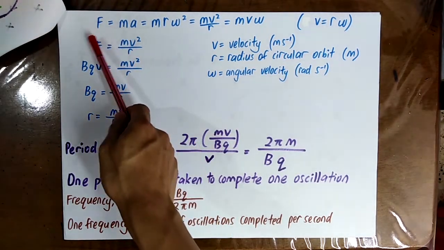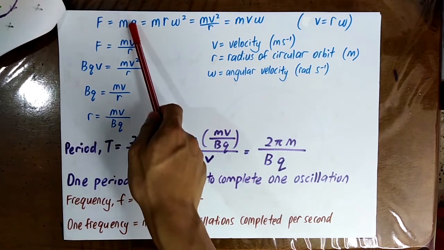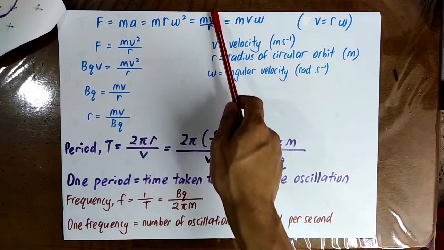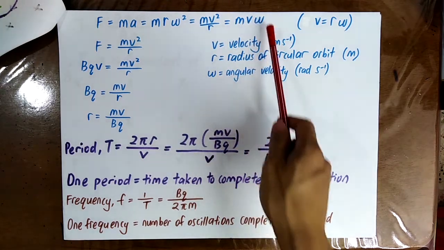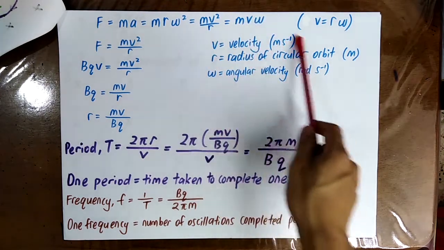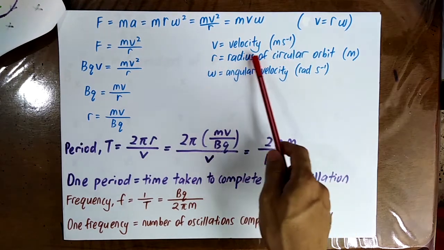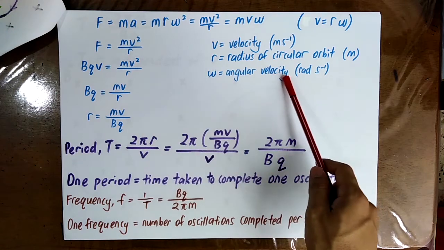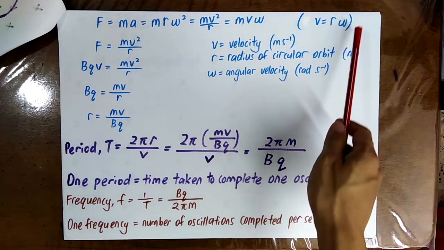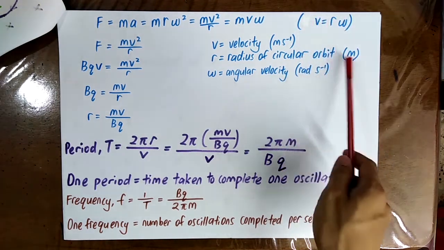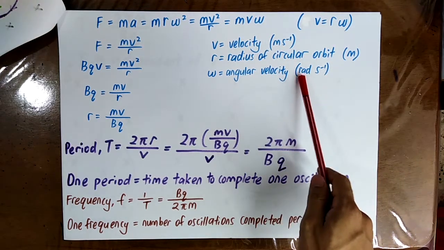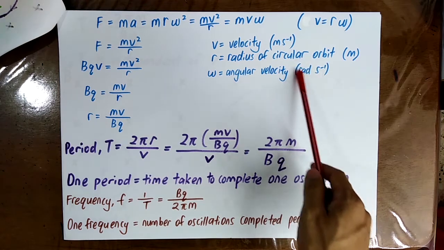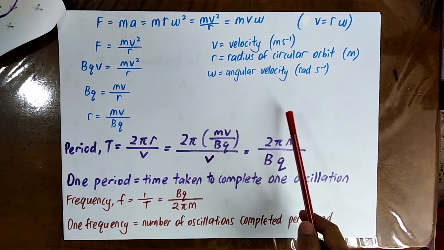Okay, so F equal to ma. The centripetal acceleration is actually equal to r omega squared, which is equal to v squared over r, which is equal to v omega. V is the linear velocity, r is the radius of the circular orbit, and omega is the angular velocity. Okay, so actually you check the dimension is correct because radian is just a unit. That means that the radian has no dimension.